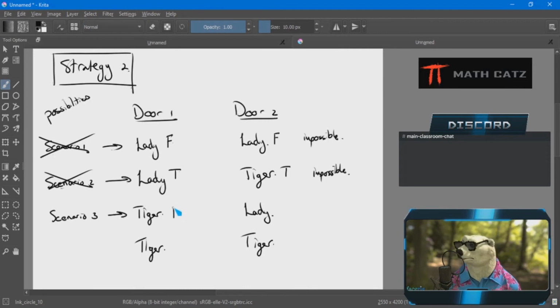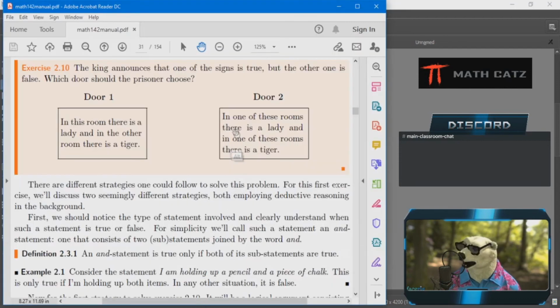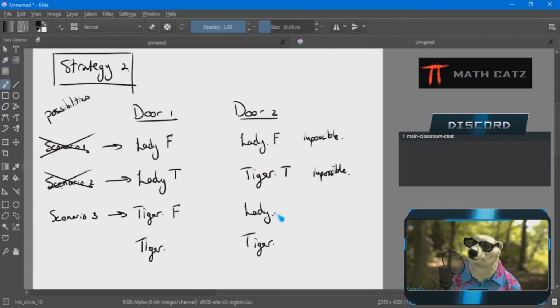False, because it fails right away. It says in this room there's a lady. No, I need both pieces to be right. The first one is wrong already, so the whole thing is going to be false. Door two says, in one of these rooms there is a lady, and in one of these rooms there is a tiger. True or false? True. Both pieces check out.